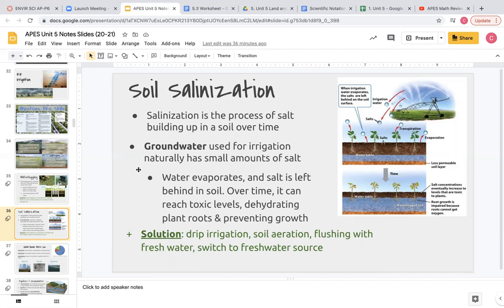So the solution is to swap to a drip irrigation or do some soil aeration where you get some of those holes in the soil to allow oxygen in there. Or you can flush your field with fresh water or swap to a freshwater source. But of course, not everybody has access to swap to a freshwater source.